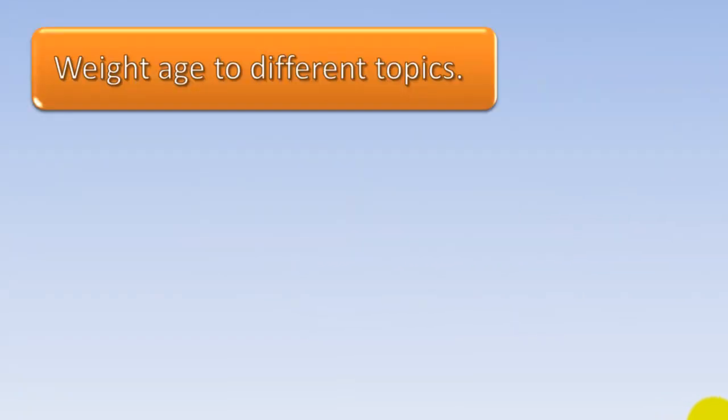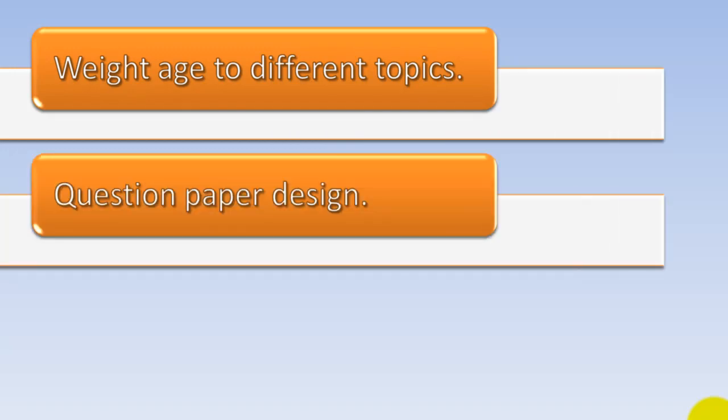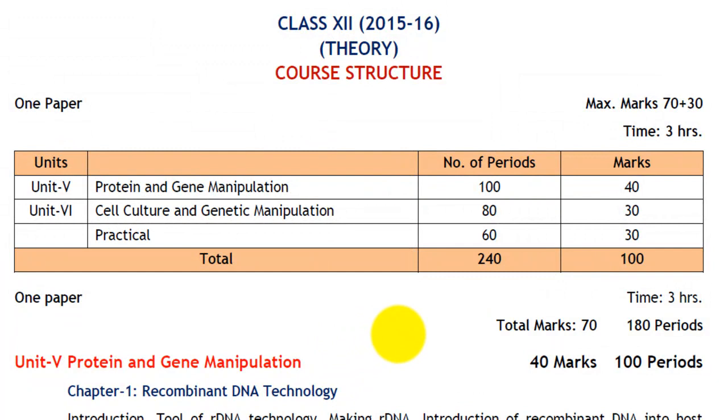I will tell you the weightage given to the different topics and the design of the question paper. This is also available on the official website of the CBSE. Here you can see the total marks for the theory paper are 70 and the practical 30. Time given for the theory paper is 3 hours.